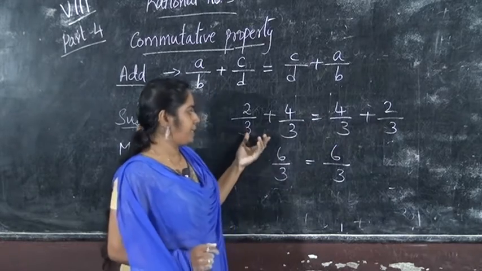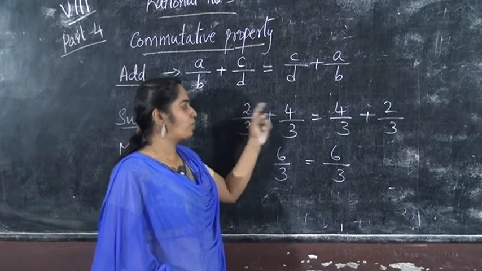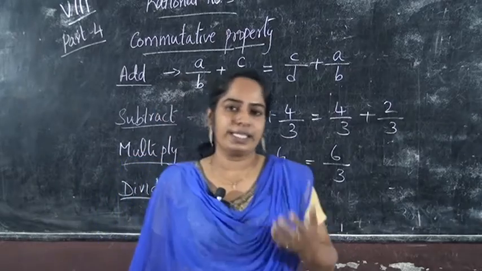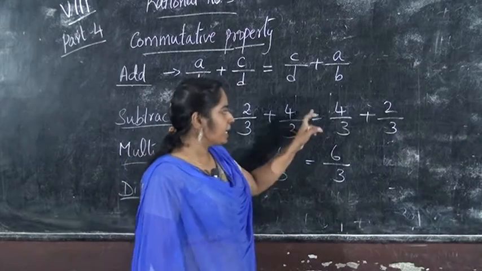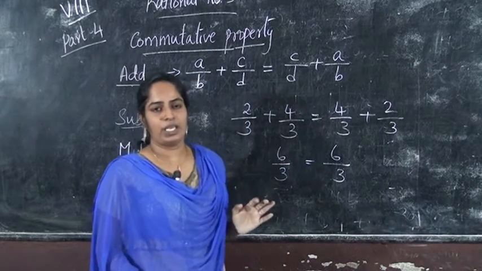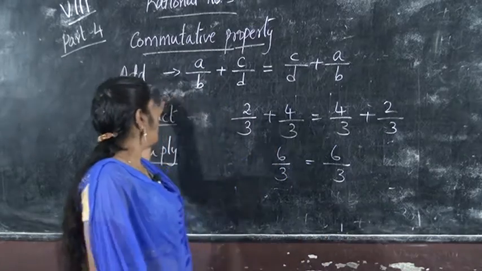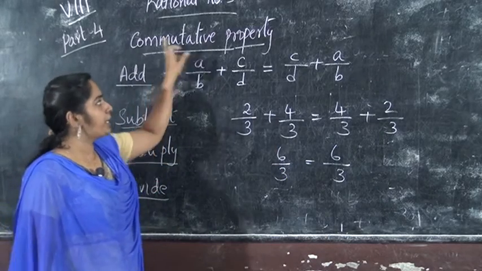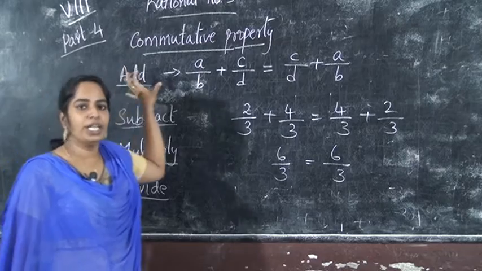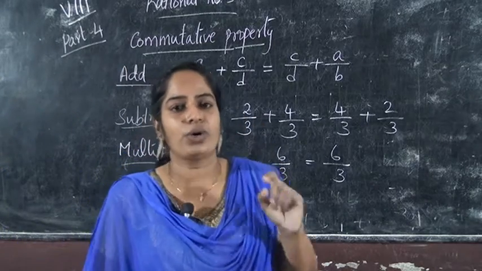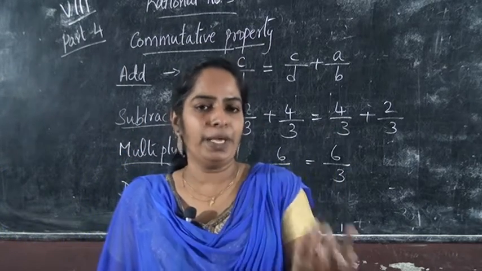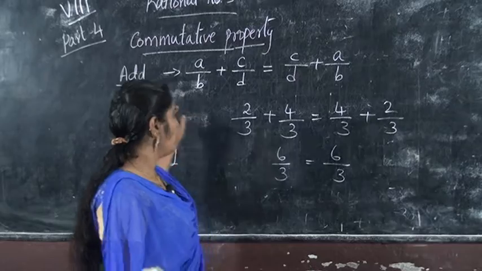So here we can add the numerators, that is 2 plus 4. What is 2 plus 4? It is 6. So 6 by 3 is equal to 6 by 3. So this rule is applicable: the commutative property of addition is applicable. The left side will be equal to the right side for addition.